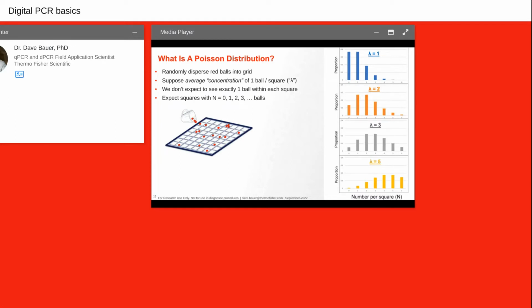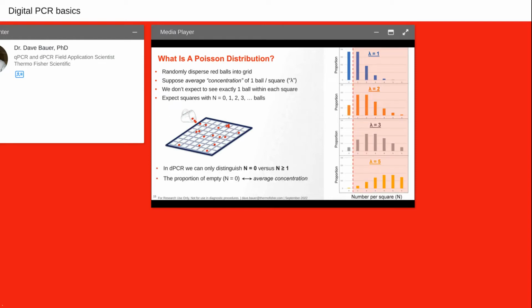And if we change that concentration, let's say I used twice as many balls per square, then we have a lambda or concentration of 2 on average. And in that case, there'd be a different distribution, and so on and so on. For any effective concentration, we would get a different distribution here.